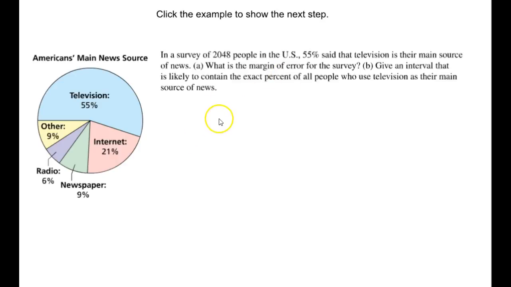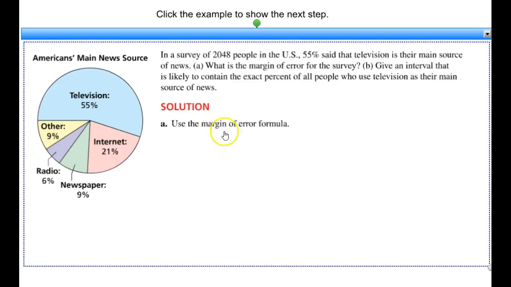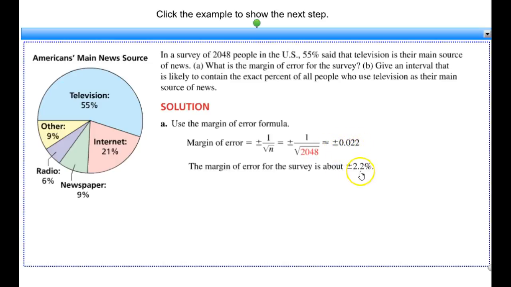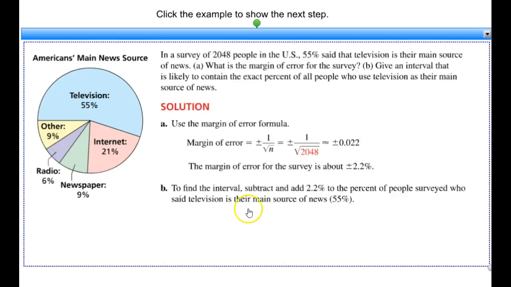So the first thing I have to do is find the margin of error. So to do that, I use the margin of error formula. So I find the margin of error. I have plus or minus 1 over the square root of n, and n is that survey size. So I just substitute that 2,048 as my n, and then I use my calculator to see that my margin of error would be plus or minus 0.022 or 2.2%.